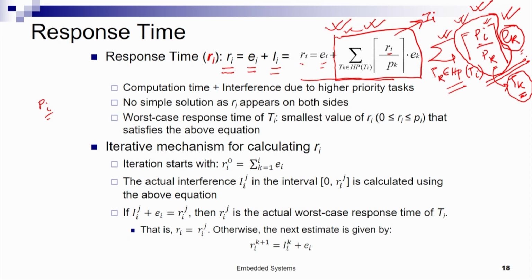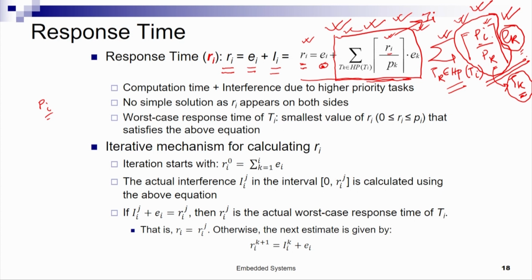It says that the response time of the ith task, T_i, is given by the summation of the execution time of T_i plus the interference caused by higher priority tasks within its response time, not within its period, but within its response time, and hence we have this equation. But the problem with this bound is that this R_i appears both on the LHS and RHS, which makes it complicated to calculate the value of this response time.